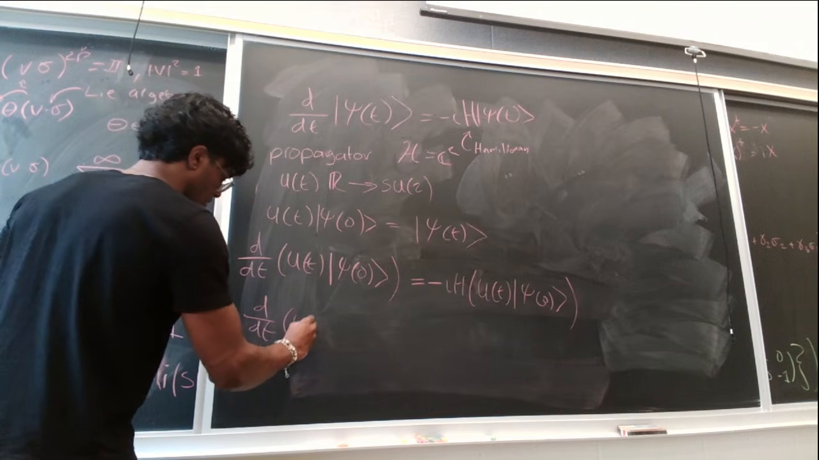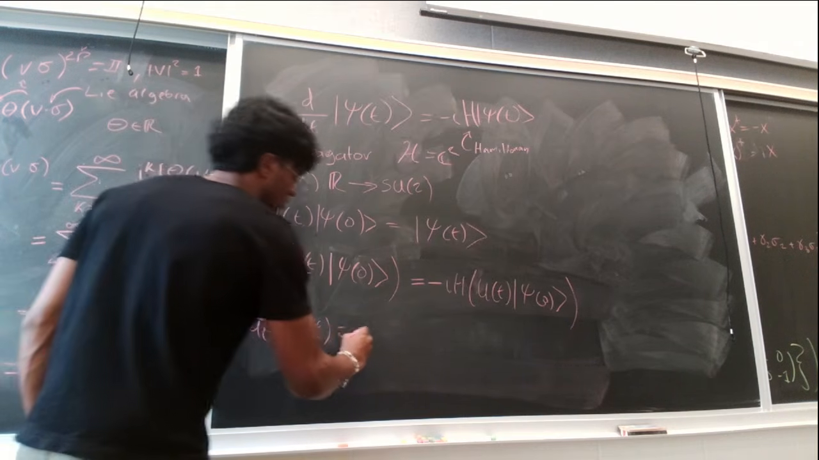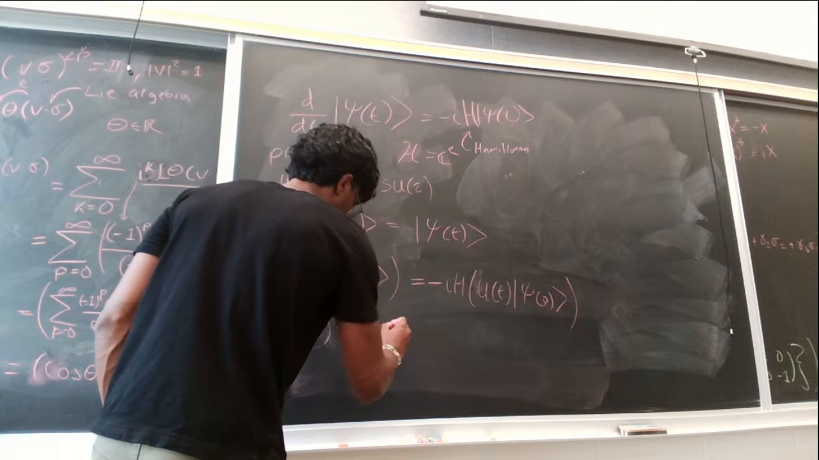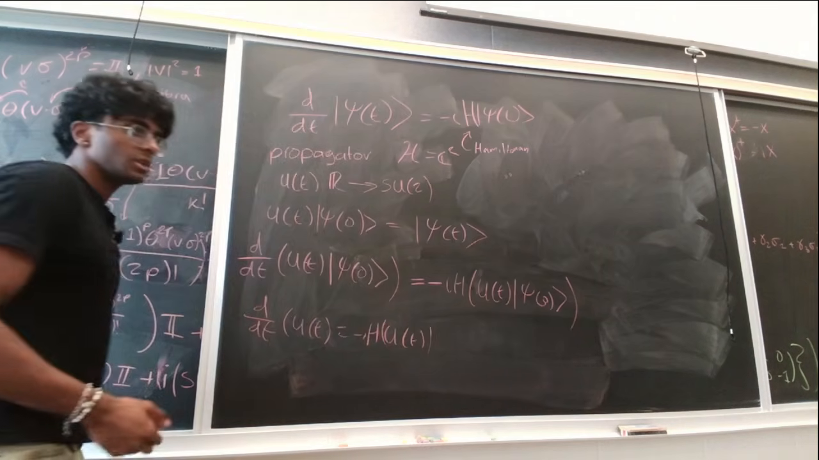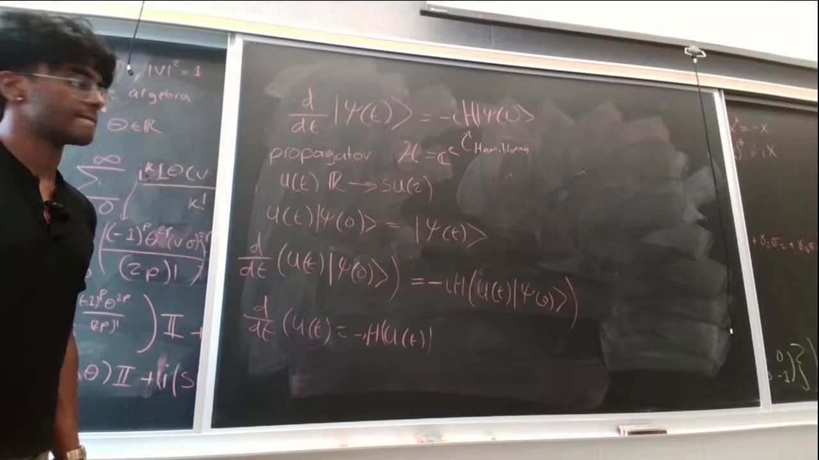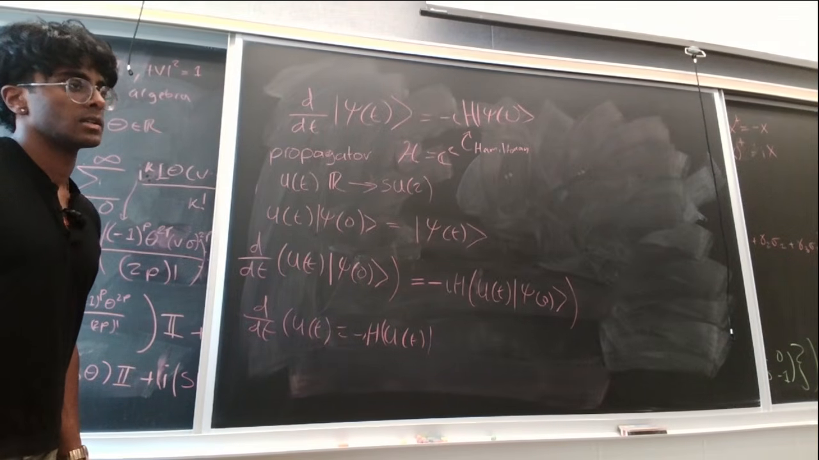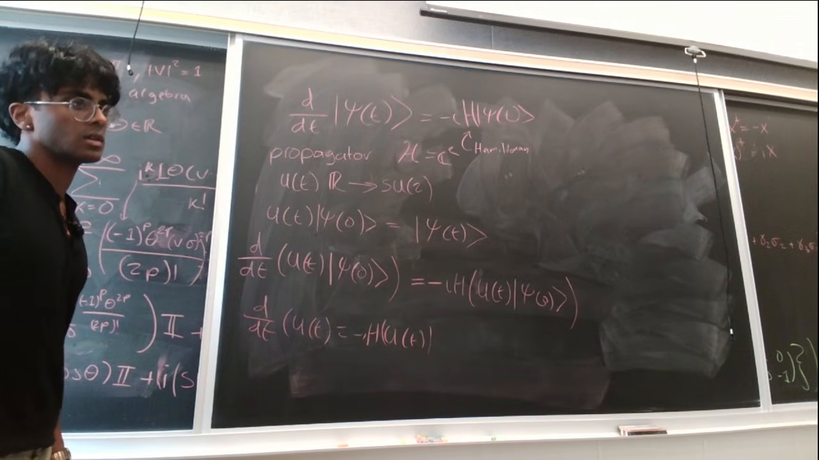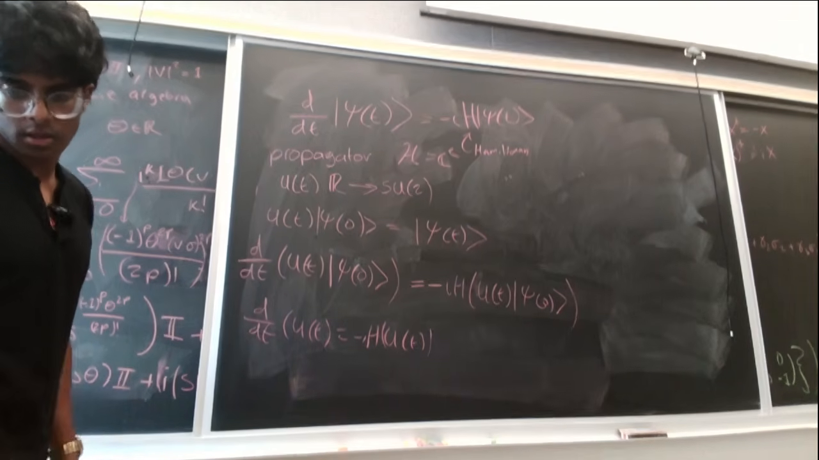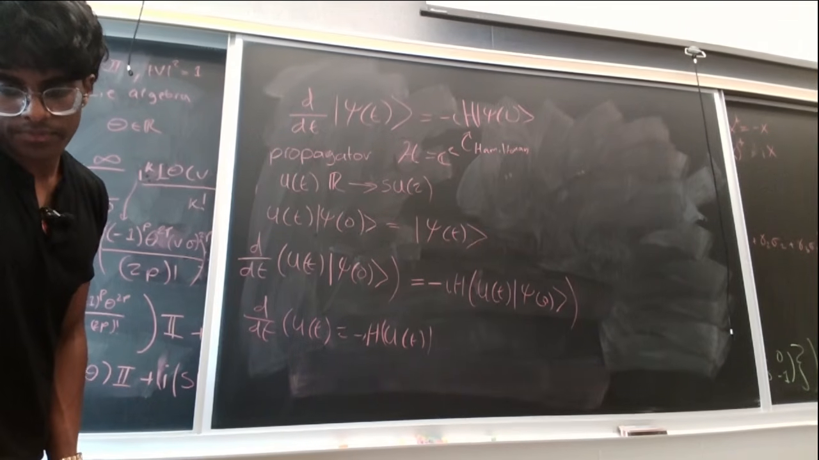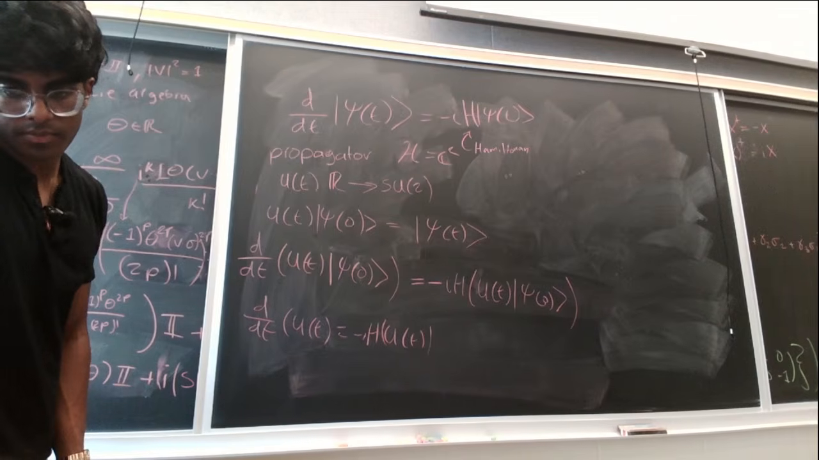So then we're left with C is equal to negative iH U of t. Why? Because this equation has to hold true for any initial condition that I pick, and the initial condition is constant in time. It's just the initial condition. So this matrix U of t has to satisfy this equation.